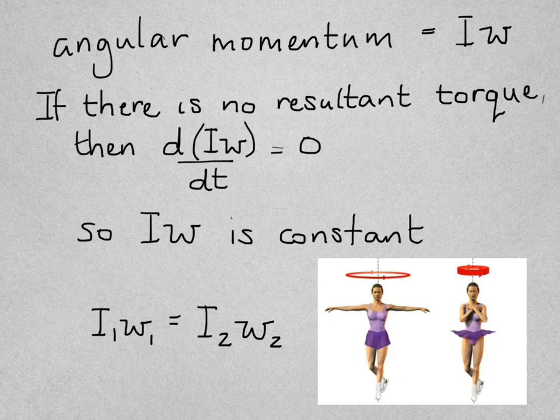So an example of that is somebody who is figure skating and spinning. When they've got their arms out, they have a larger moment of inertia and a certain angular speed. If they pull their arms in, they reduce their moment of inertia. So as I decreases, omega 2 increases, so the skater spins faster. It's a very classic example of conservation of angular momentum.